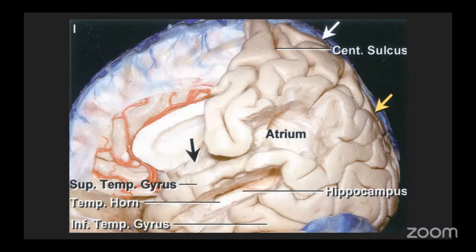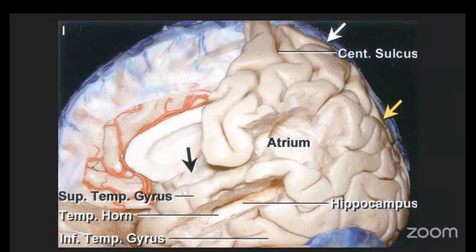You can see that the frontal lobe is now anteriorly here. They have taken it away. You can see the lateral ventricle here, and if you follow the curve, they have also taken away the inferior parietal lobule, so you can see part of the atrium. If you keep following it, they have also taken away the middle temporal gyrus from here. The superior temporal gyrus is still intact, and the inferior temporal gyrus is also still intact. The middle temporal gyrus has been dissected away so that you can now have a peek at the temporal horn.